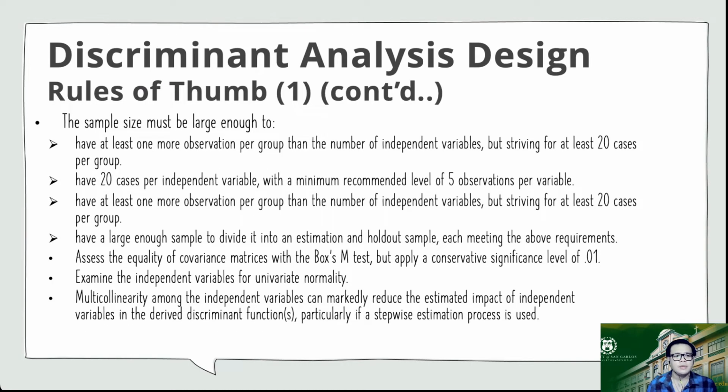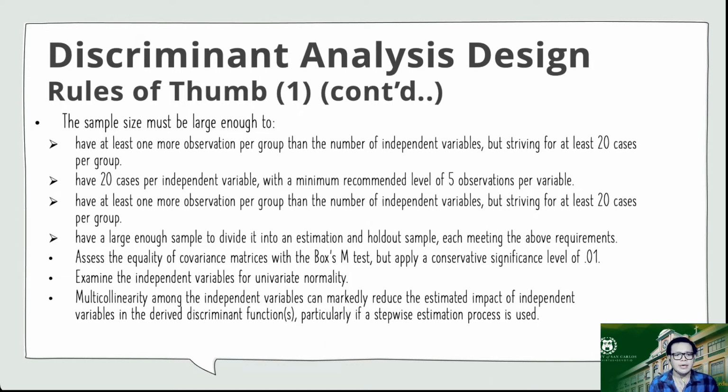Just to continue with the rule of thumb, the sample size must be large enough, as I mentioned earlier. We have at least one more observation per group than the number of independent variables, but striving for at least 20 cases per group. The 20 cases per independent variable with a minimum recommended level of 5 observations per variable. So have a large enough sample to divide into estimation, and we can hold out a sample, each meeting the above requirements, no?